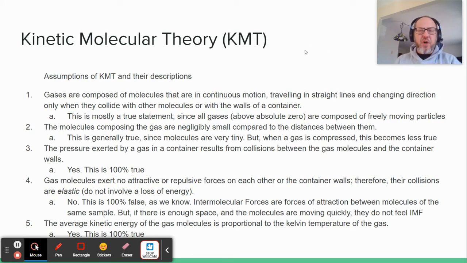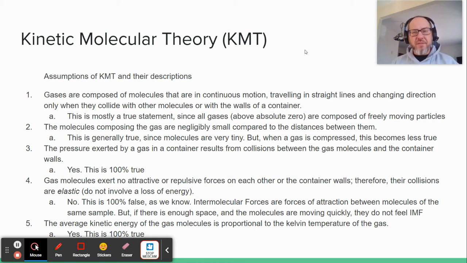Kinetic molecular theory, we've talked about this. But here now I'm telling you some truths. The assumptions of kinetic molecular theory are either mostly true or true under certain conditions. And so most of the time, we are going to be able to assume that gases are behaving ideally. For most practical purposes, gases behave ideally, right?